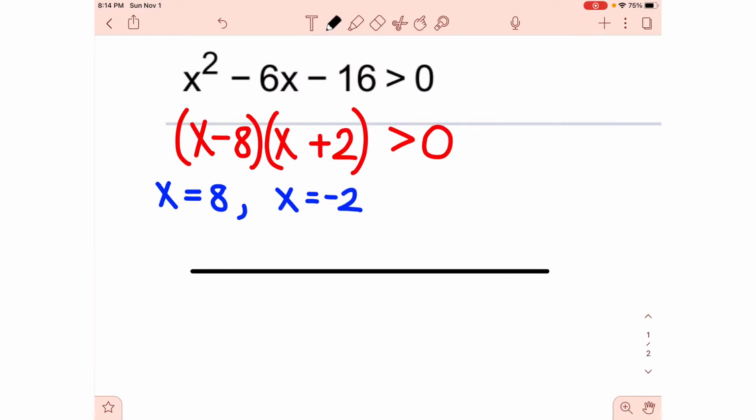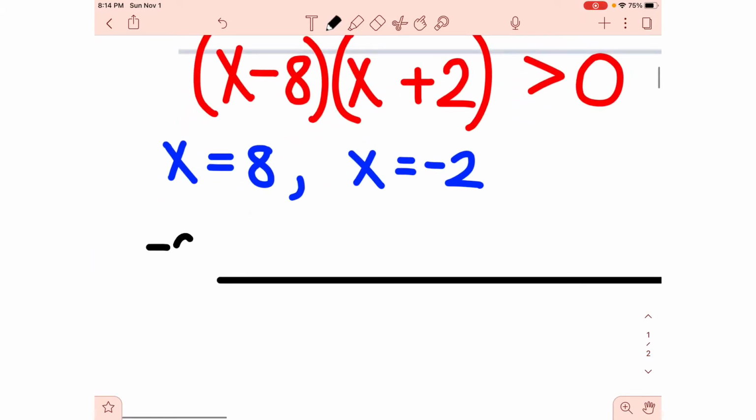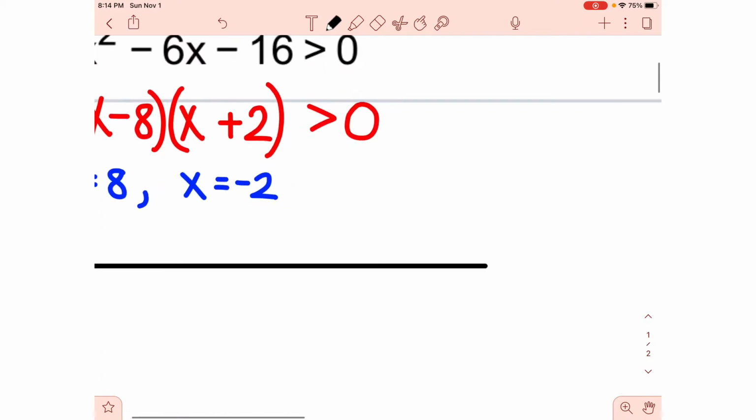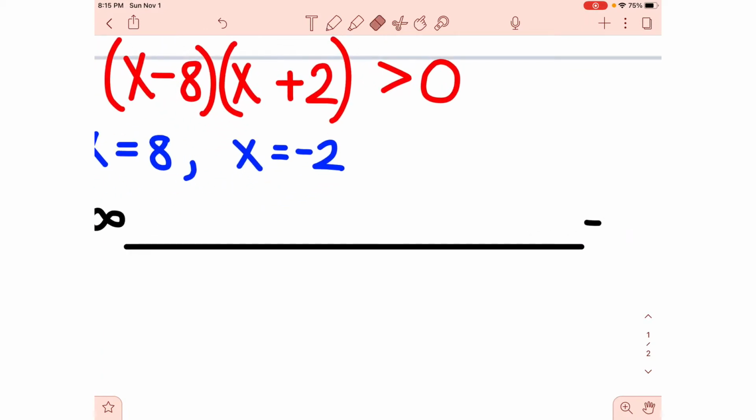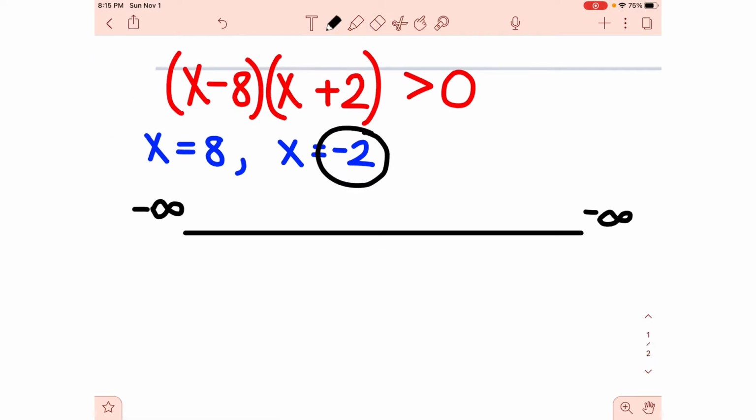Okay, so what I'm going to do now is I'm going to make a number line. I don't know why I put negative 2. I think it's because I was looking at this. Oh my goodness.